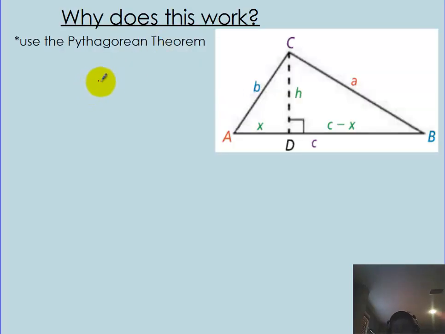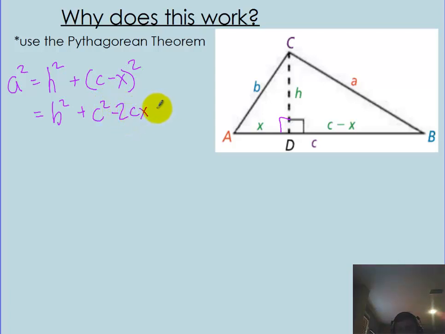Why does this work? Well, it uses the Pythagorean theorem. So again, we're going to draw an altitude right here. We call that h. So it cuts the triangle into 2 right triangles. I'm going to write the right triangle formula here and use side a. So a squared, the hypotenuse squared, equals the 2 legs squared. It's going to equal h squared plus (c minus x) squared. So let's expand this (c minus x) squared. That's going to be h squared plus c squared minus 2cx plus x squared equals a squared.